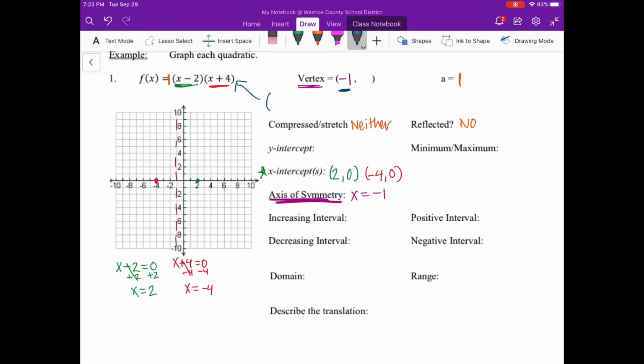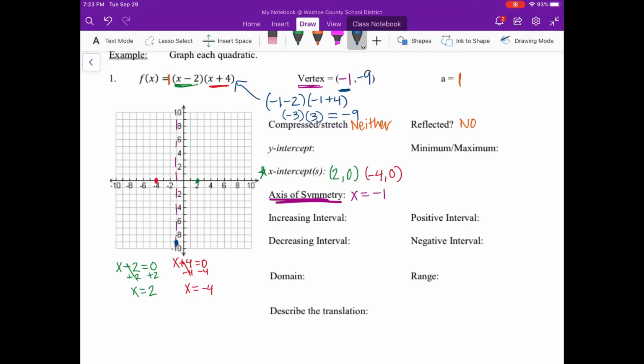So I'm going to replace any x with a -1, and then I'm going to simplify. So -1 minus 2 is -3, times -1 plus 4 is +3, which gives me a -9. So this tells me that -9 is my y value. So my vertex is actually at -1, -9.